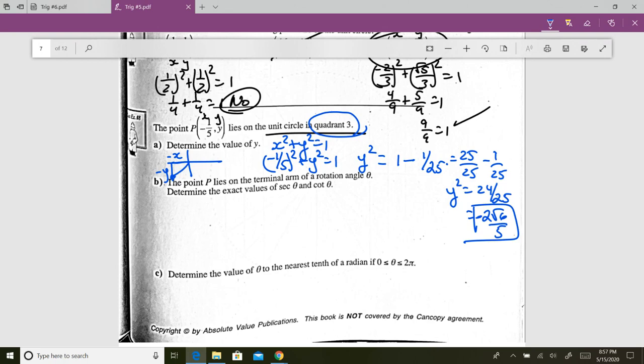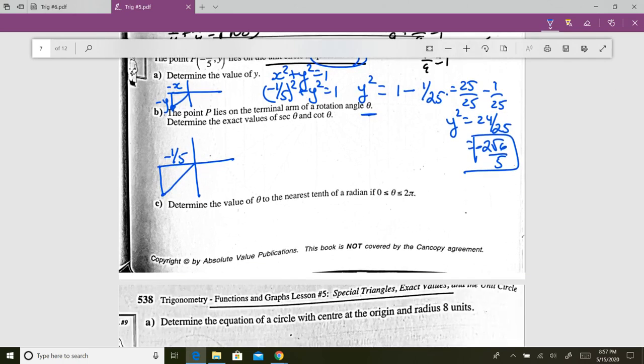So now, determine the point P lies on the terminal arm of rotation angle theta. Okay, there's our point P. We know these coordinates now, so I'm going to draw them here. Our x value is negative 1/5. Our y value is negative 2 root 6 over 5, or whatever the equivalent decimal is, I don't care. And this is my theta. Determine the exact values of secant theta and cotan theta.